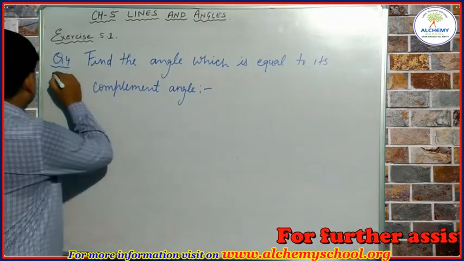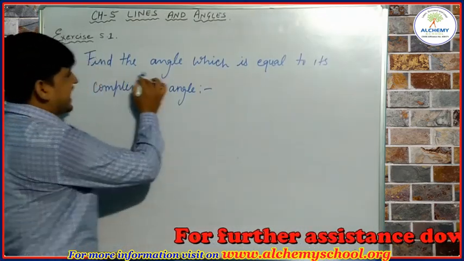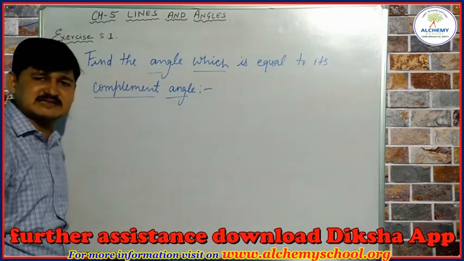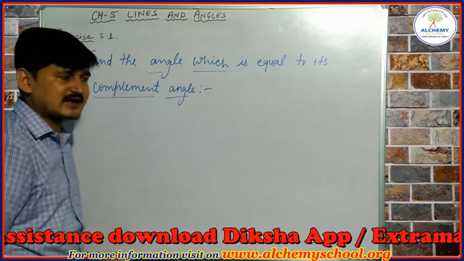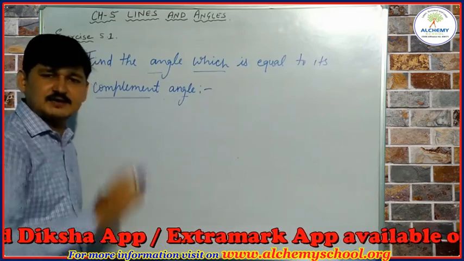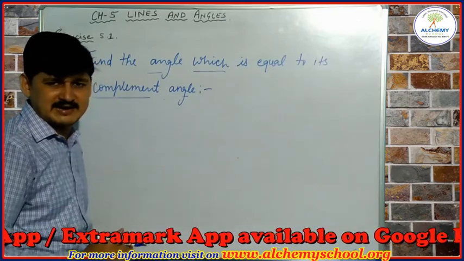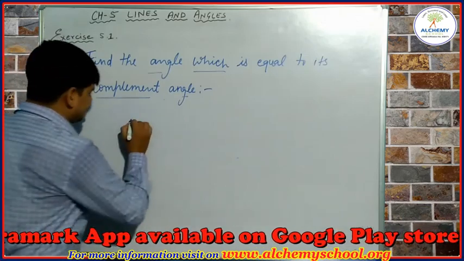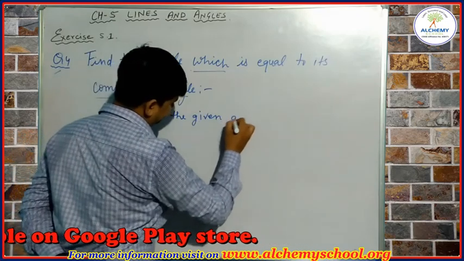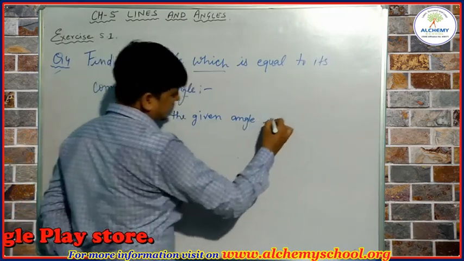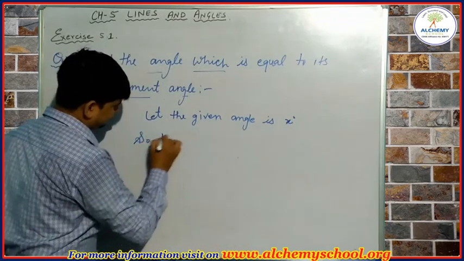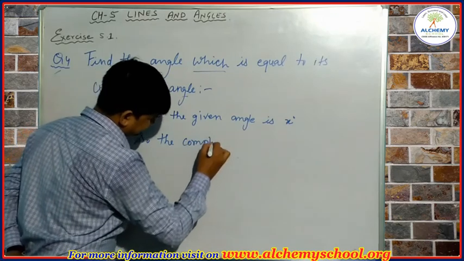Okay students, so in question number 4 we are going to find the angle which is equal to its complement angle. So already we have discussed how we can find the complement angle of a given angle, but in this case we don't have a given angle, but it is given here the angle is equal to its complement angle. Okay, so let's assume the given angle is x degree.